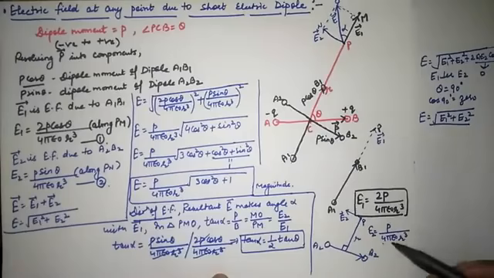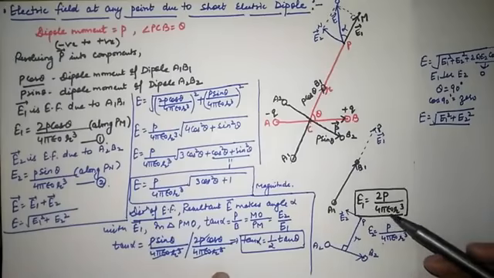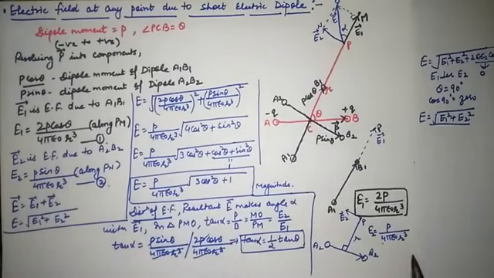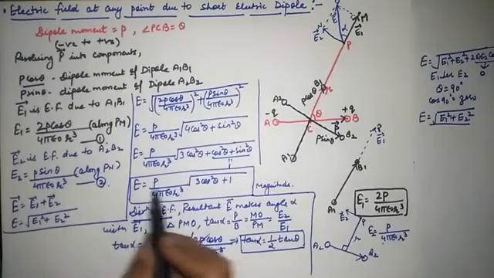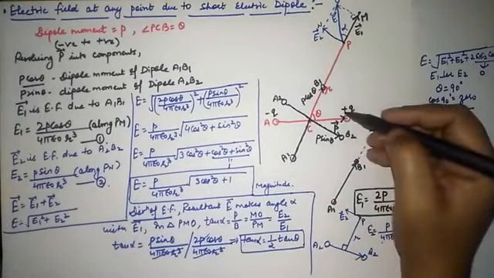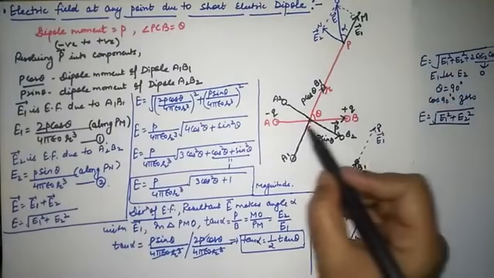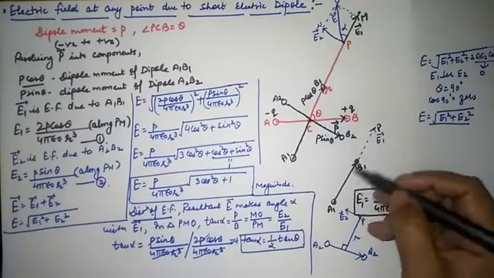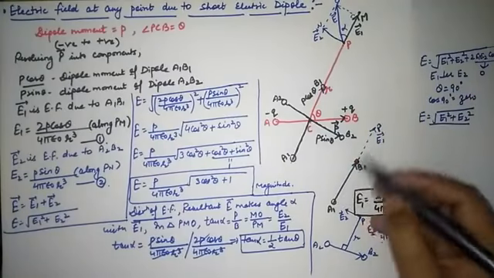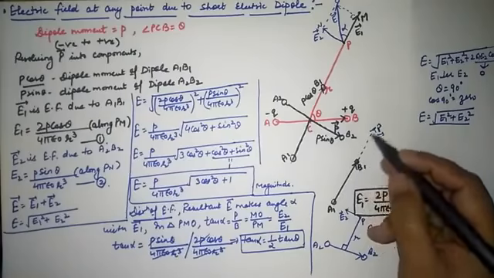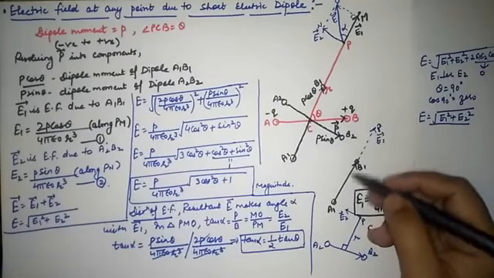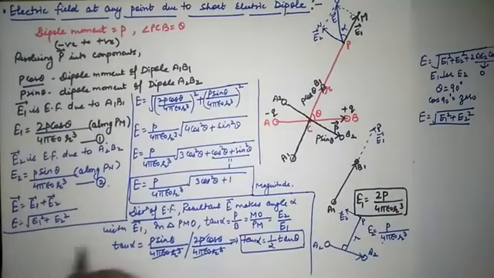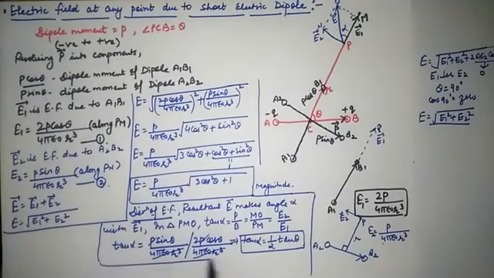Although we have used the special cases for a short electric dipole, means electric field on the axial line of dipole and electric field on the equatorial line of dipole, even then we can verify this case. Like for the axial line, what is this theta? See, this theta is the angle between the direction of dipole moment and this position vector r. So in this case, this is the direction of dipole moment and this is the position vector's direction. So what is the angle here? 0 degree.